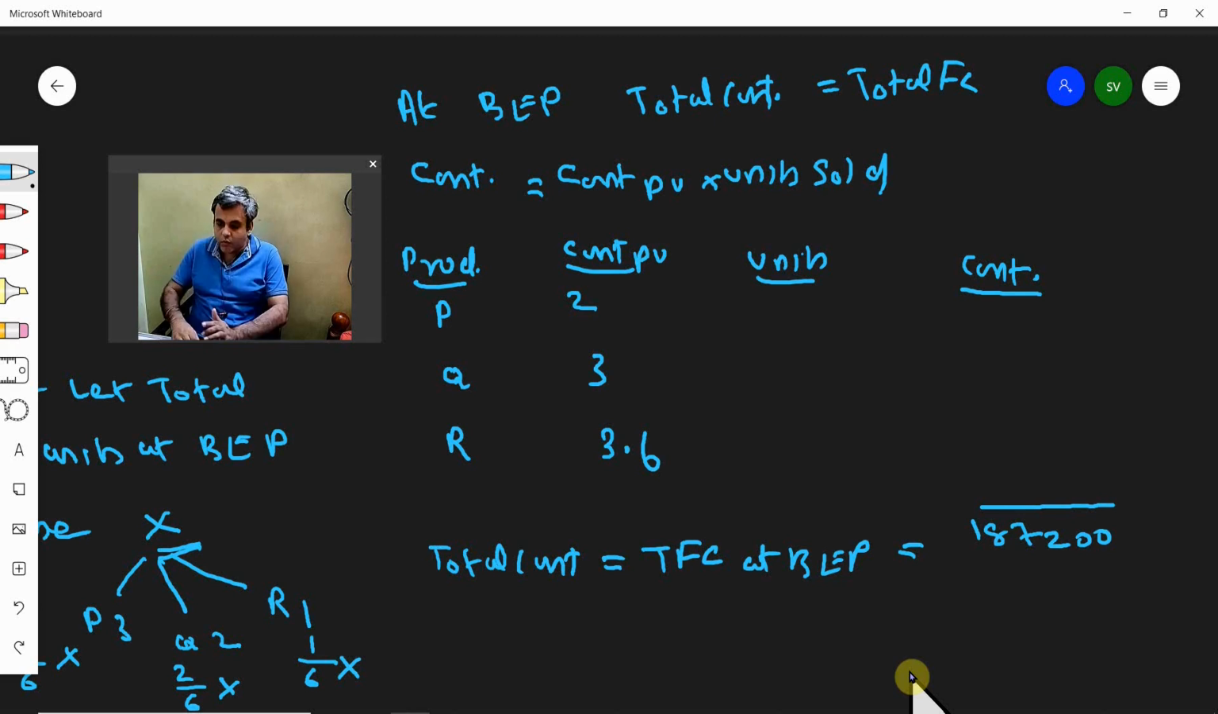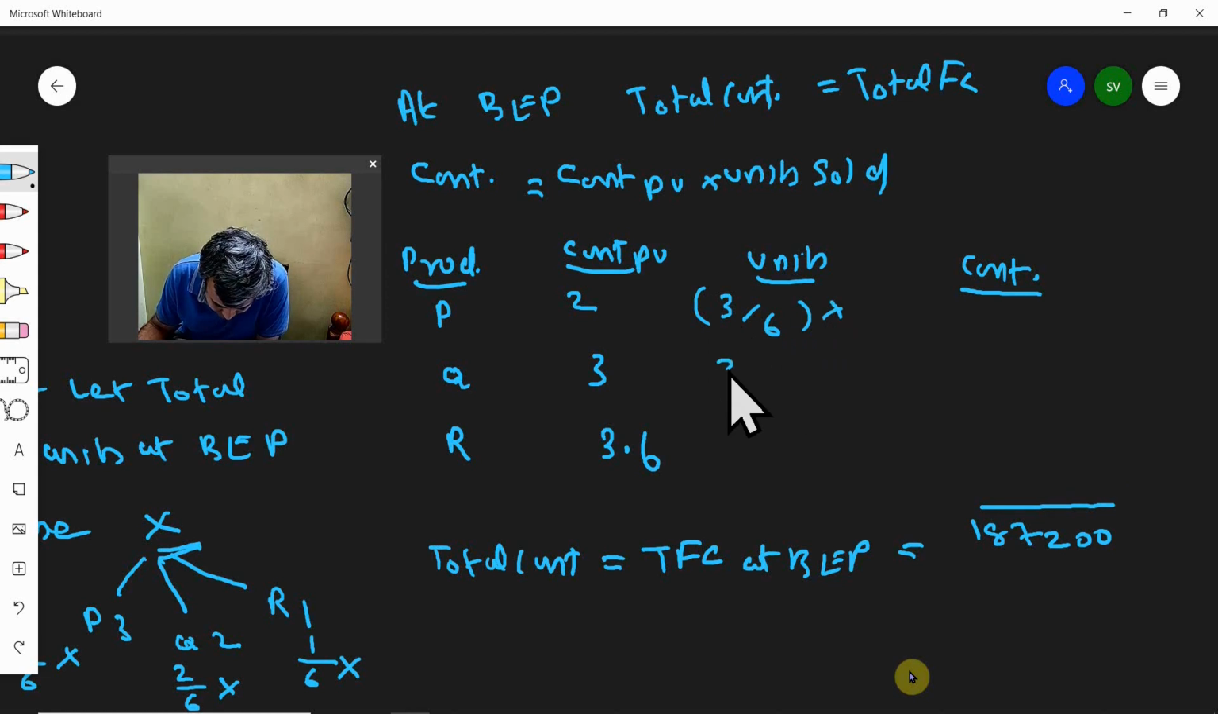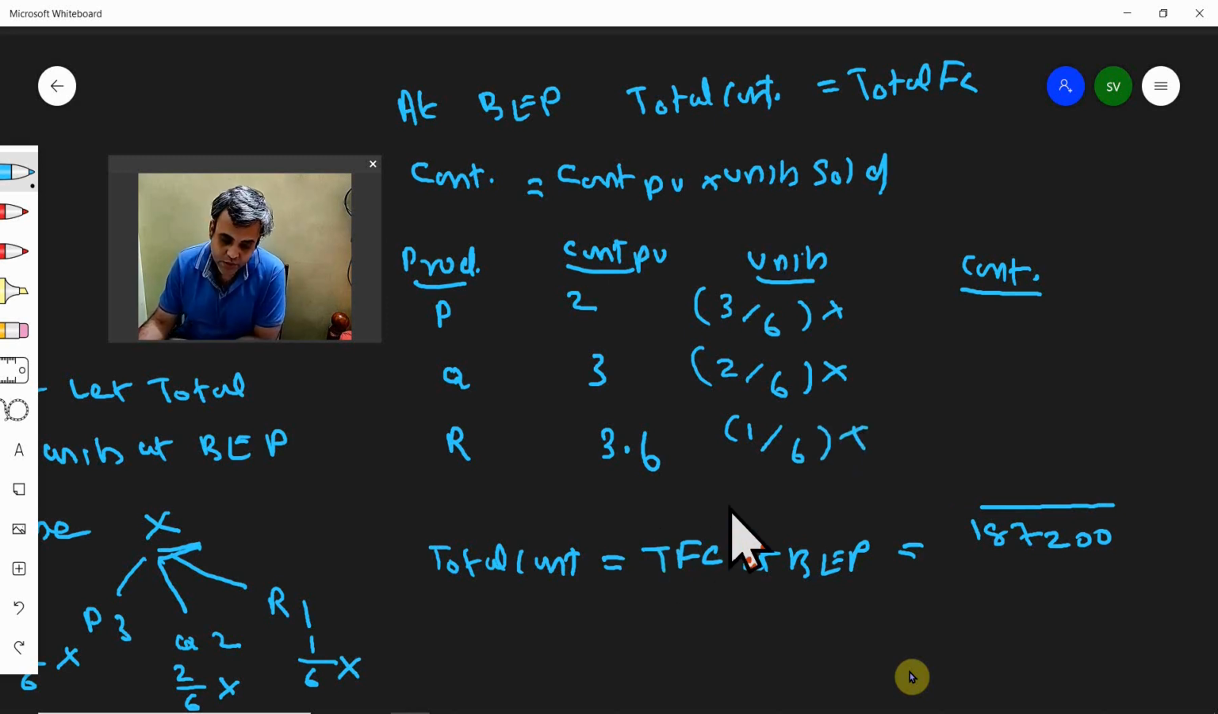Now I can easily solve, right? Let's go for it. Units I am writing now as 3 by 6x, 2 by 6x, and 1 by 6x. Shall I proceed? Any doubts in this?